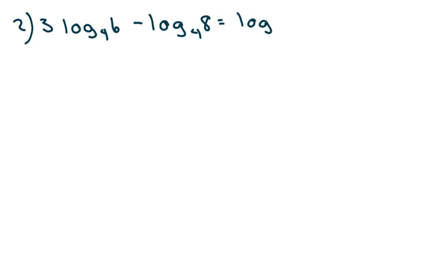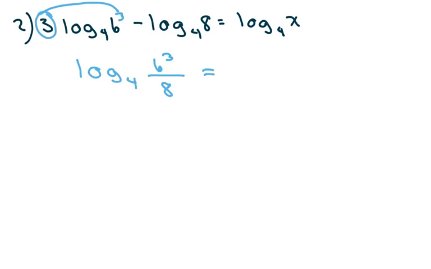Now, another one. This is number 2: 3 times log base 4 of 6 minus log base 4 of 8 equals log base 4 of x. I'm going to condense this in two ways. I'm going to first do my power property and move this 3 right here. Then I'm going to use my quotient property and divide. So this is 6 cubed over 8, and this equals log base 4 of x.